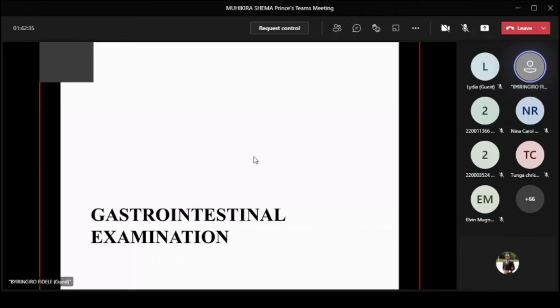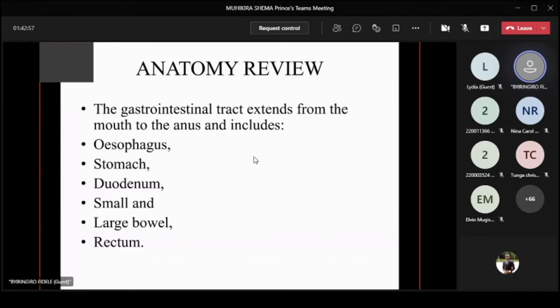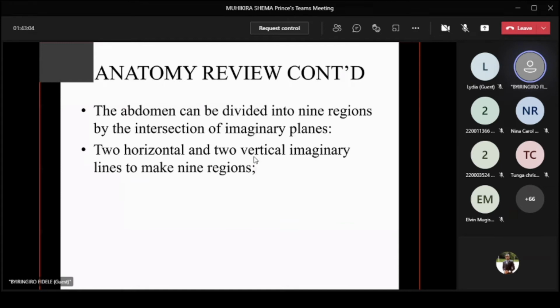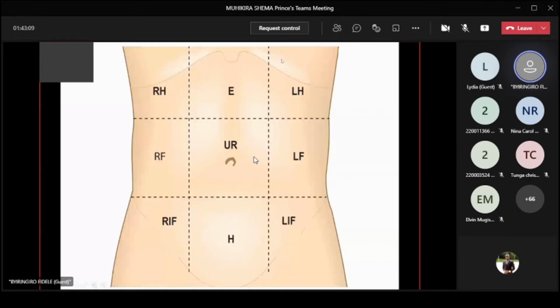Good. Let's now start the GI examination. When you are examining the GI, you need to know the anatomy, from the esophagus, the mouth, up to the anus, going through the guts. These are important when you're examining a patient. The abdomen can be divided into 9 regions by the intersection of imaginary planes, 2 horizontal and 2 vertical imaginary lines. These are very important to know when you're examining a patient.